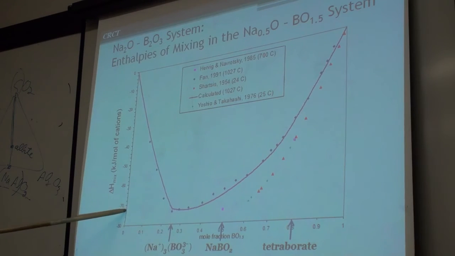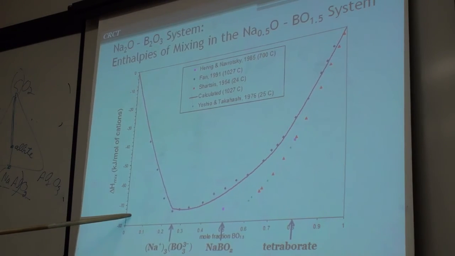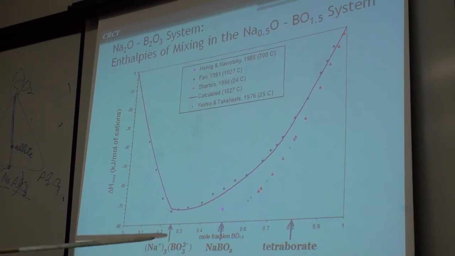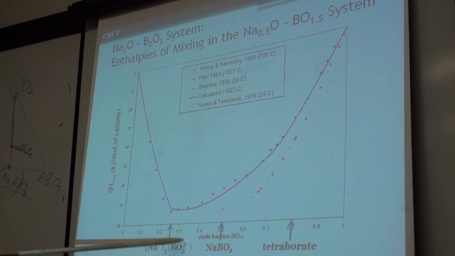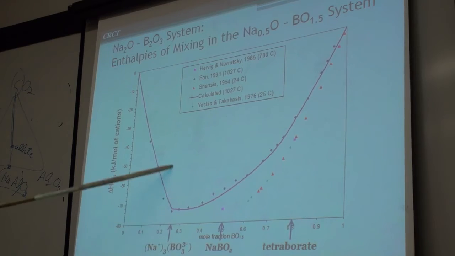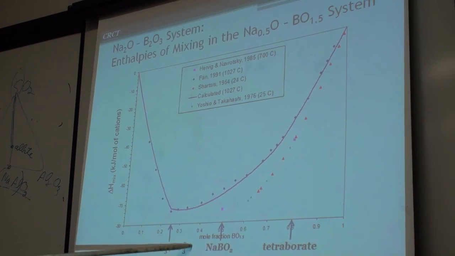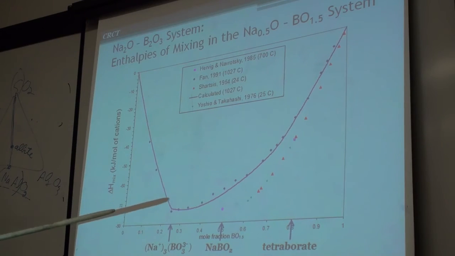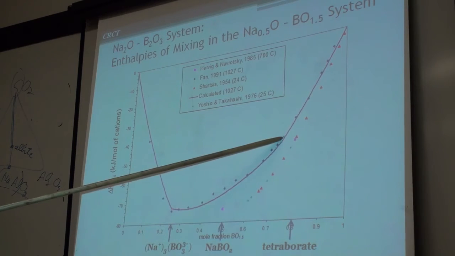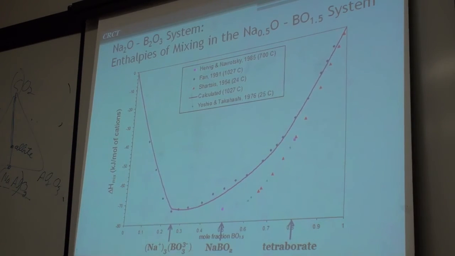This is like minus 75 kilojoules here, which is even worse than the silicates, extraordinarily negative. This is basically Na3+ BO3 3-. Up to here you have complex ions, BO3 3-, just like the SiO4s. But then as you start to move across, you start to get all these tetraborate complexes, and the tetraborate complex is over here, the NaBO2, which is quite a bit like this NaAlO2.